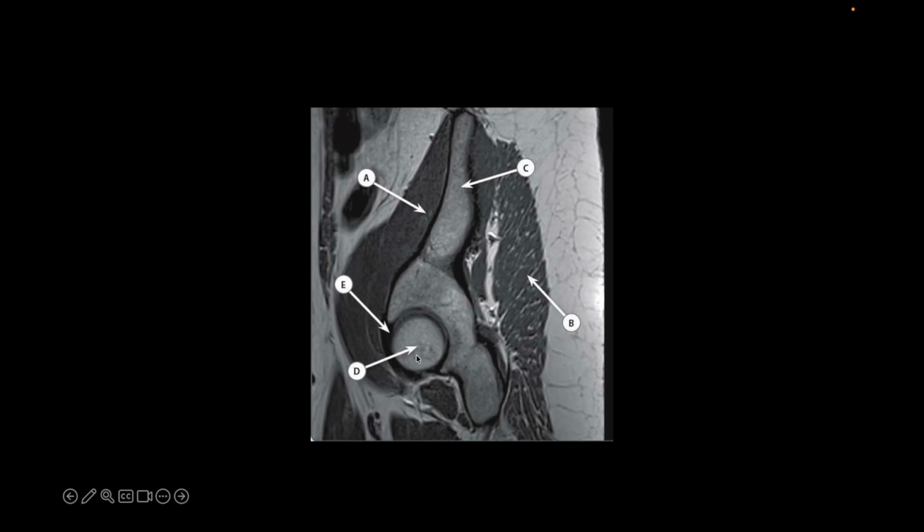D is your femoral head, and then E is your anterior labrum. So there's a black structure here, similar to your shoulder. You have an acetabular labrum, and that again deepens and helps with stability of the femoroacetabular joint.